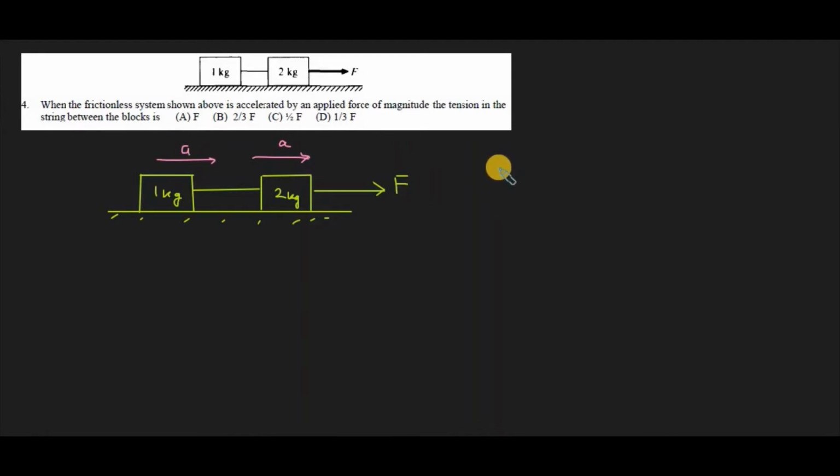Now, from Newton's second law of motion, we can say acceleration is equal to the net force exerted on the system divided by the net mass. So here the force exerted is F, and the net mass is 1 kg plus 2 kg, so it is 1 plus 2. That means F over 3, which represents the acceleration here.